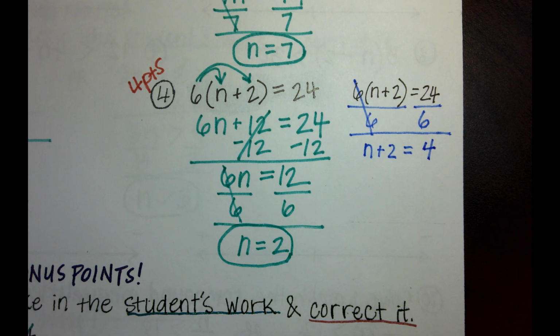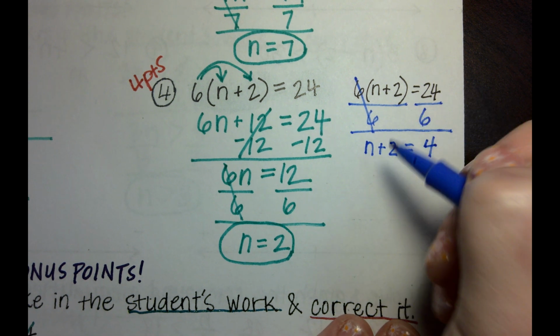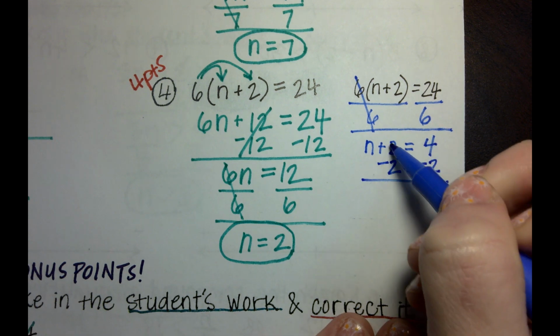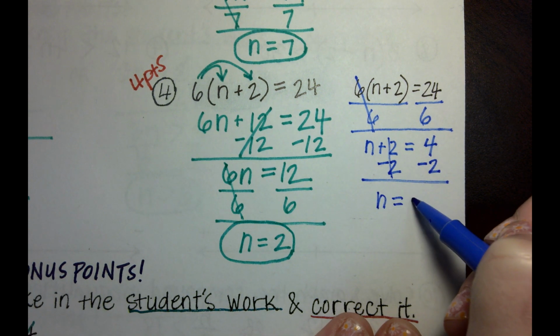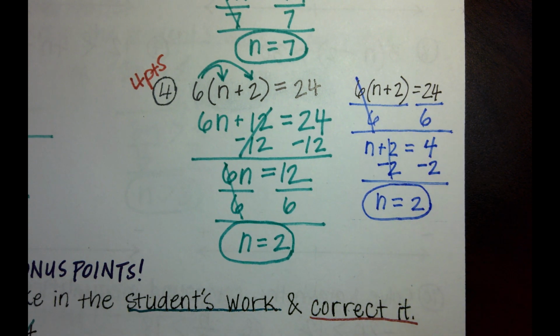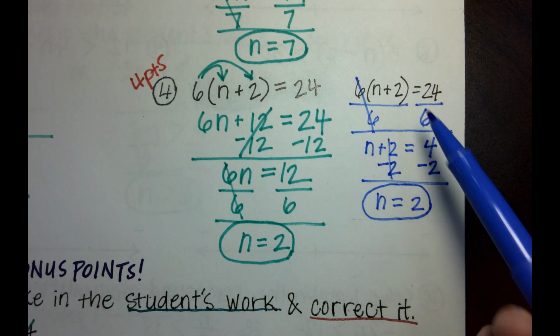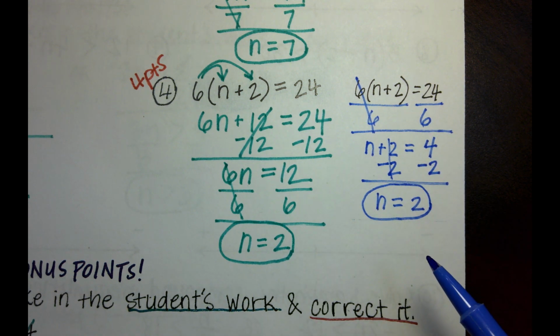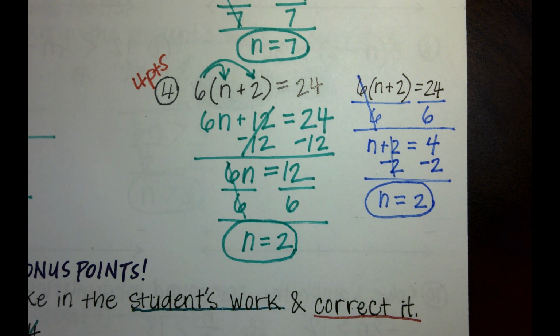And then what would I do next? Good. You could do minus 2 on both sides. And you would end up with the same answer. n equals 2. And as you can see, the second way is actually less steps. It's a little faster to do it the second way. However, you get the same answer both ways. So either way you do it is going to work. Just wanted to show you that you can do it this way if you like that way better. Any questions about 1 through 4 before we look at the bonus question?